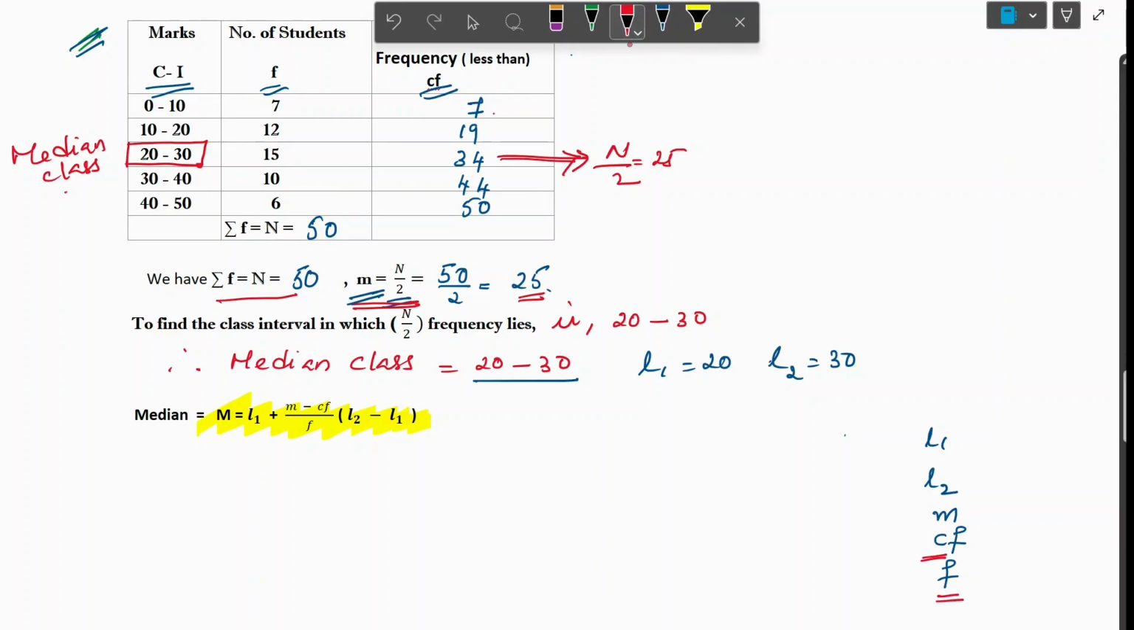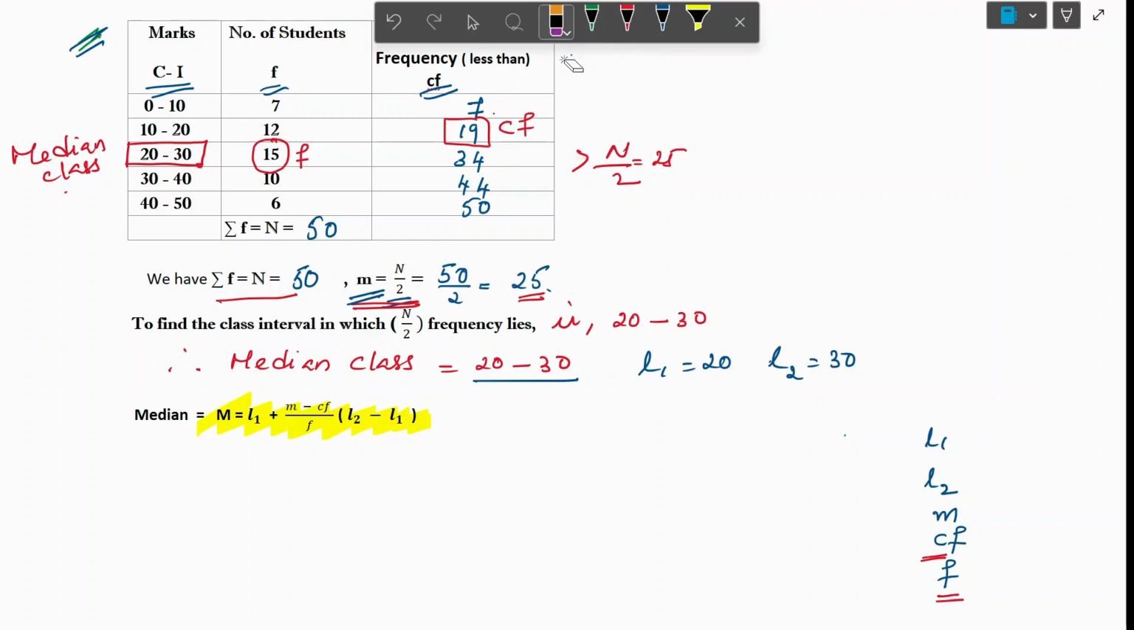Now, what is F? Now, see here, which is your median class, that is 20 to 30. What is the frequency? 15. Therefore, here 15 represents F. F means frequency of the median class. Now, what is CF? CF means cumulative frequency. It is in that column. Which cumulative frequency? It is not the median class cumulative frequency. It is the cumulative frequency which is above the median class. That means here this 19 is your CF.